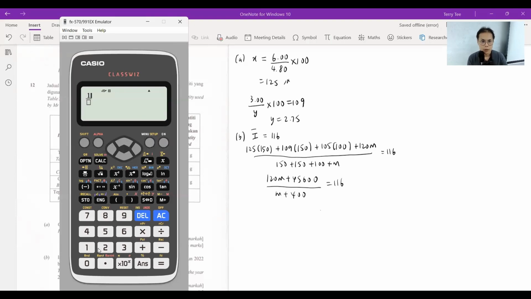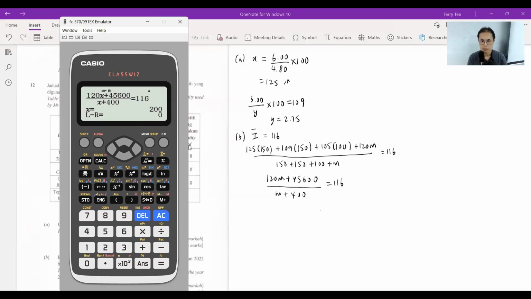So you can take 120, X is here, the top right, plus 45600, divide X plus 400. Then you move it on to here, shift equals 116. Then press shift, solve, X equals, your X is 200. Yeah, so it's so easy to use.